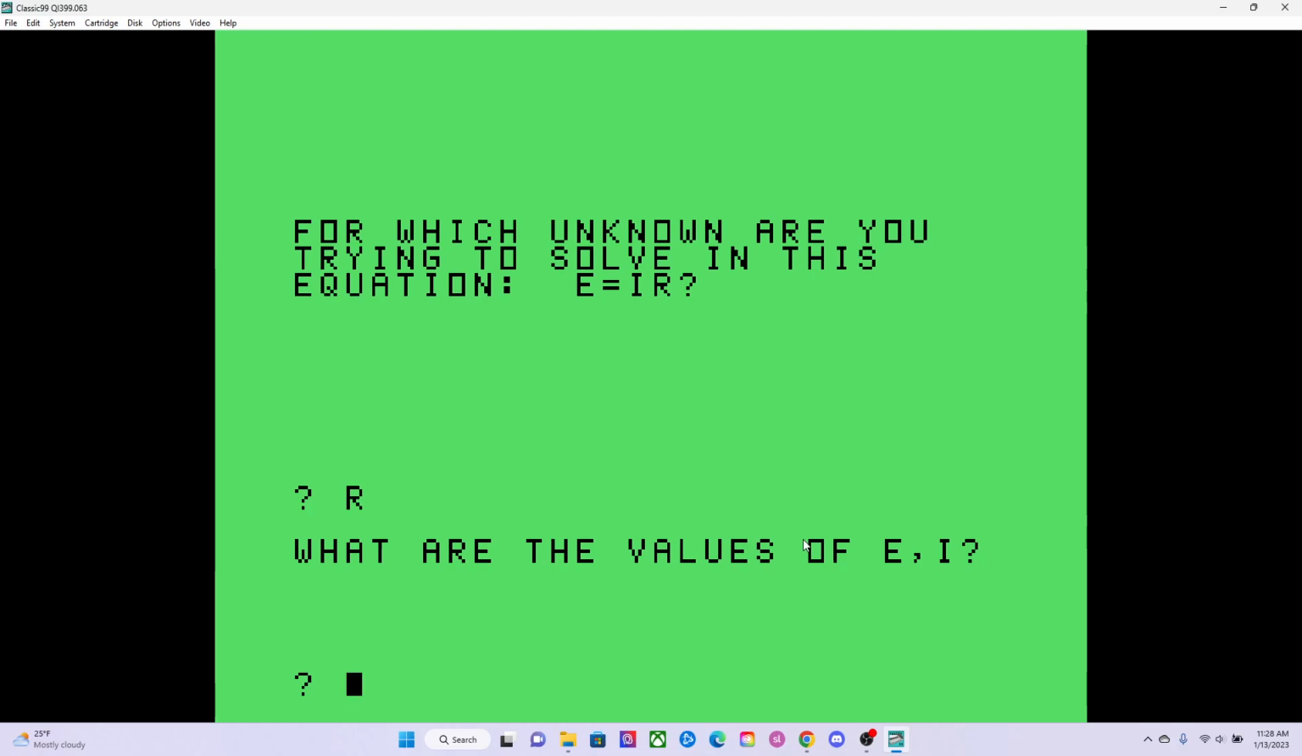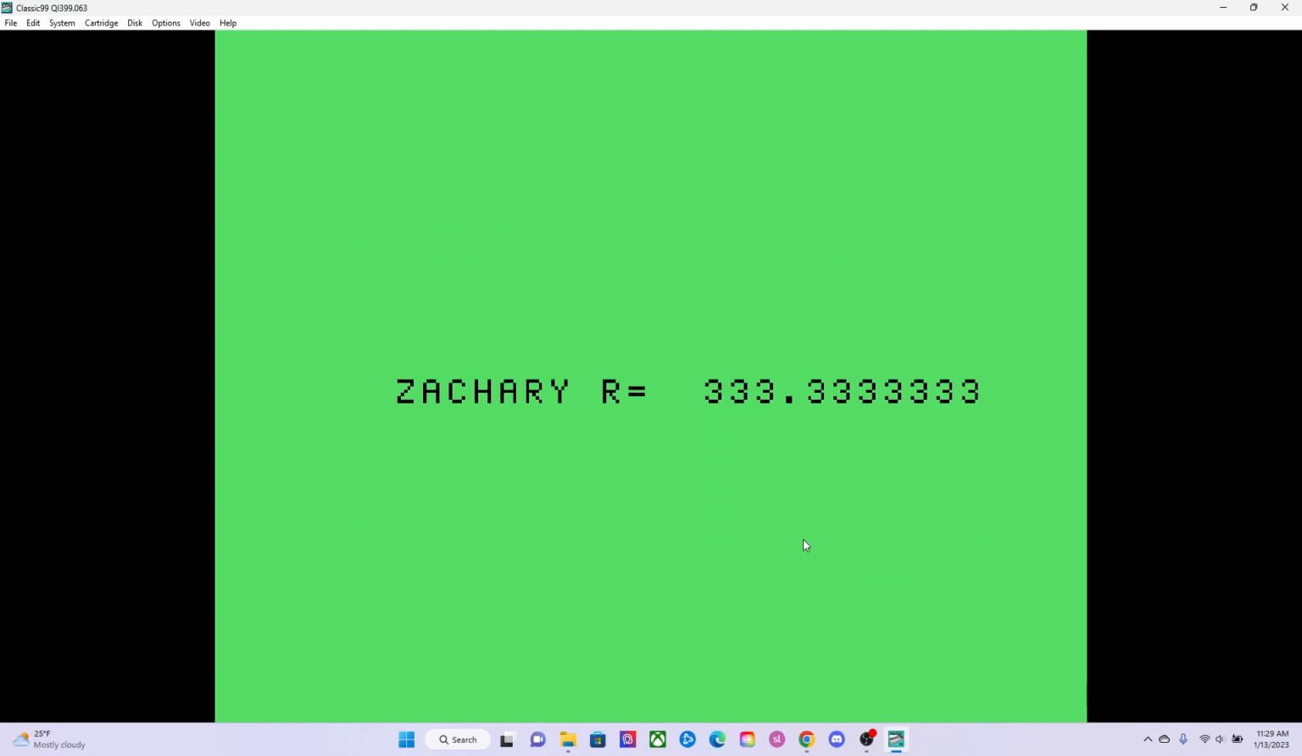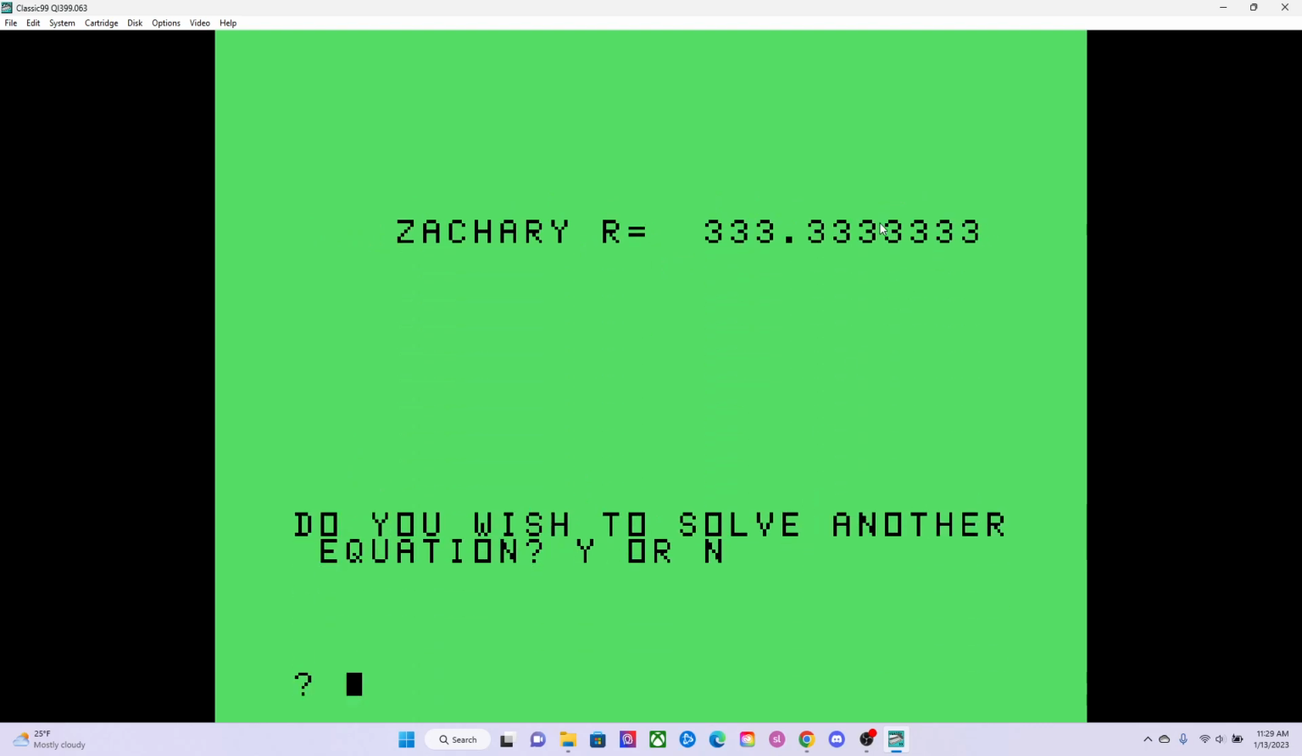So let's say we have 1,000 volts. And let's say we have a current of 3 amps this time. What should that give us? Resistance should be voltage divided by current. So it should be 1,000 divided by 3, or 333 and a third ohms. And that's what we get. Notice we get a nice repeating decimal here that's truncated. Do you wish to solve another equation?